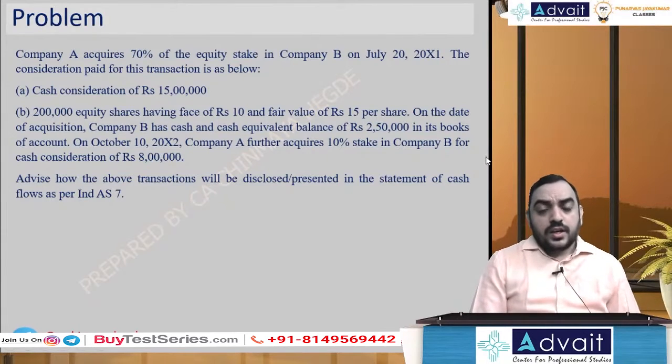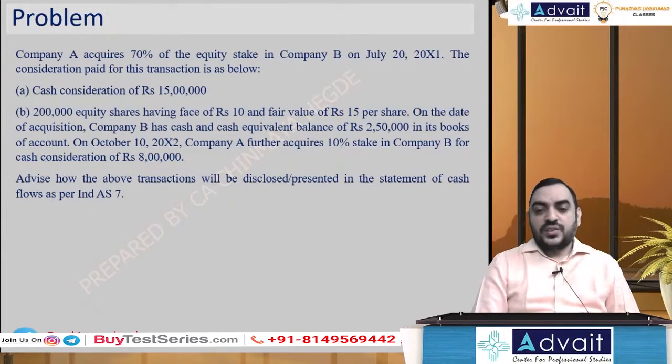So next one. Company A acquired 70% equity stake in company B on July 20th, 2001. The consideration paid on this transaction is as below. Cash consideration of 15 lakh, 2 lakh shares having face value of 10, fair value of 15 per share. On the date of acquisition, company B had cash and cash equivalent balance of 2,50,000 in its books of account.